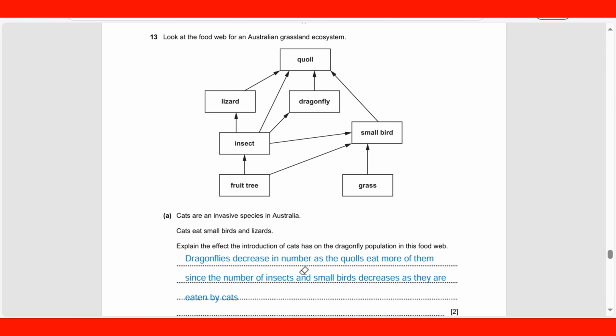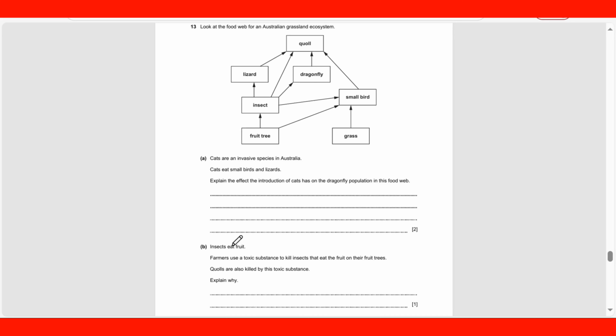Let's move on. Now 13b, insects eat fruit. Okay, farmers use a toxic substance to kill insects that eat the fruit on their fruit trees. Quolls are also killed by this toxic substance. Explain why.